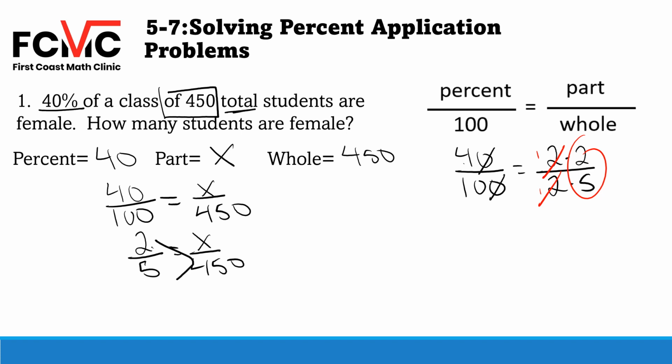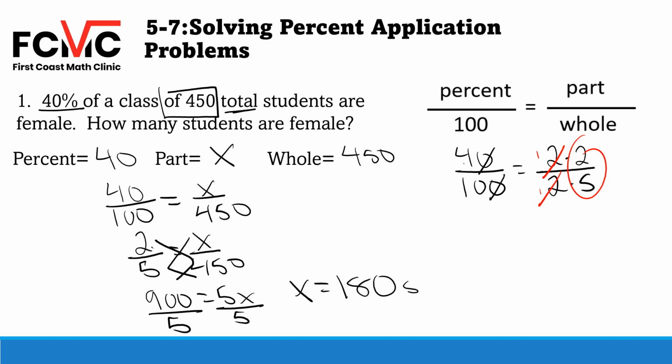2 times 450 is 900. x times 5 is 5x. Divide by 5 and divide by 5. And we get x equals 180 students. 180 students are female.